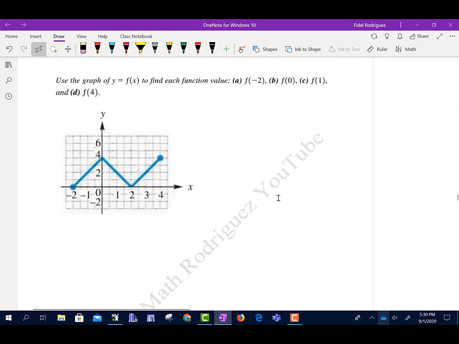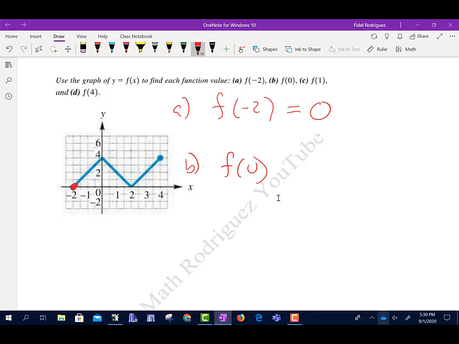All right. And let's do the same thing, jelly beans, right here. So f of negative 2. f of negative 2 means I'm going to go to my x-axis, and I'm going to look for the y value. Well, when x is negative 2, the y value is 0, right? That's part A. Let's do part B, f of 0. So I'm going to go to when x is equal to 0. If I go up, my y value is 4.